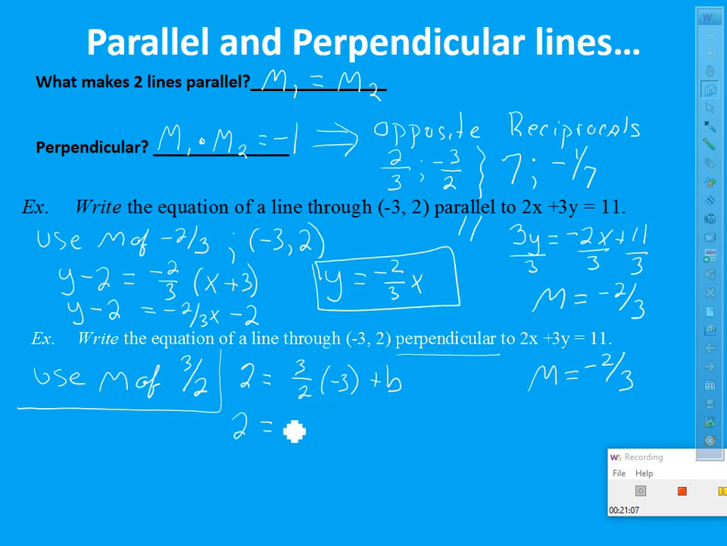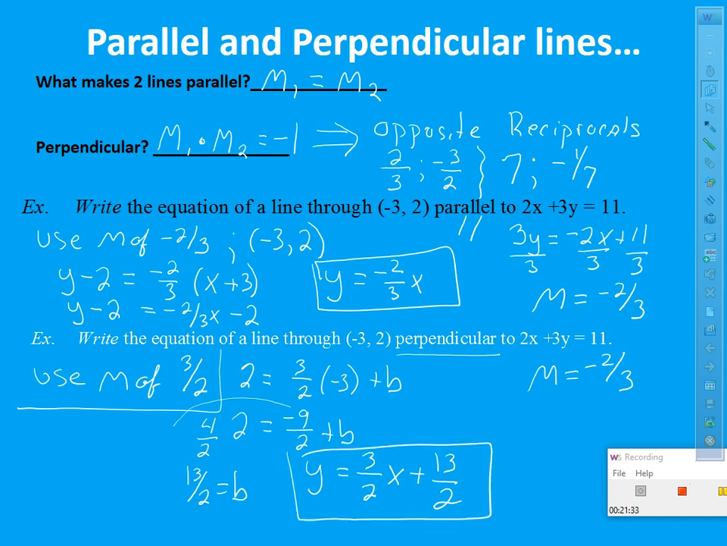Now this looks a little bit better. So negative 9/2 plus B. I'm going to think of 2 as 4/2. I'm going to add 9/2 over and get 13/2 for my B value. So my equation, y equals 3/2 x plus 13/2.